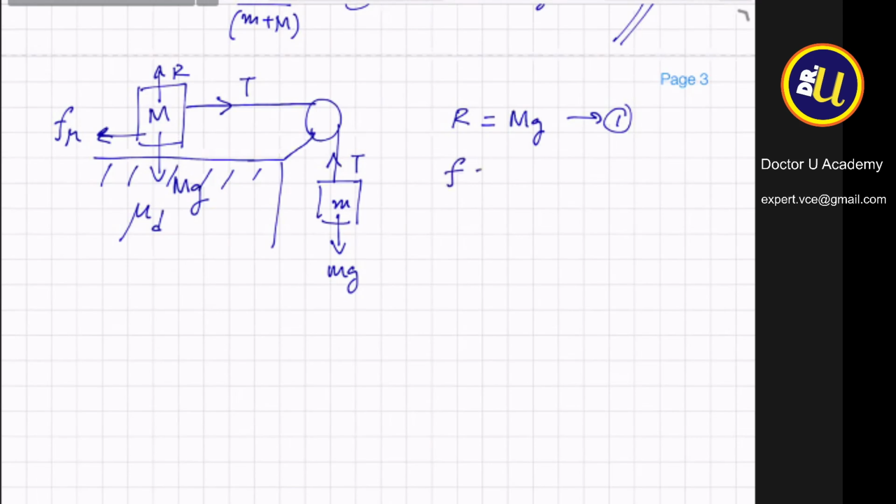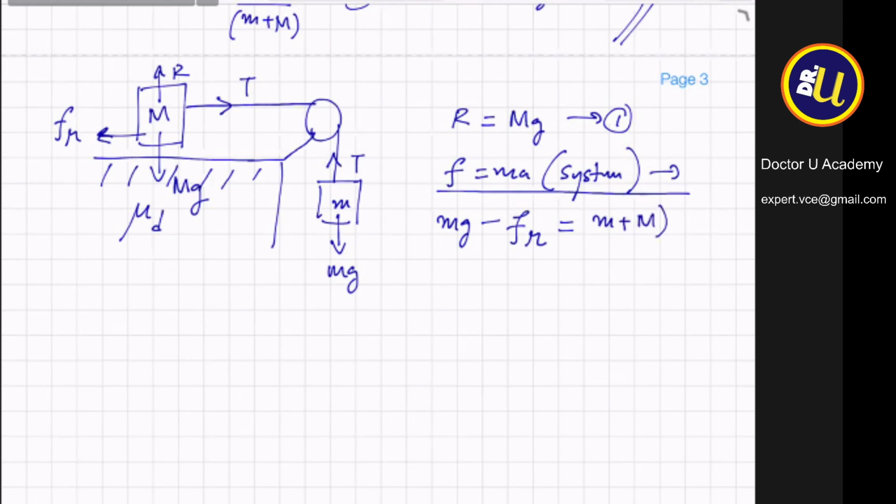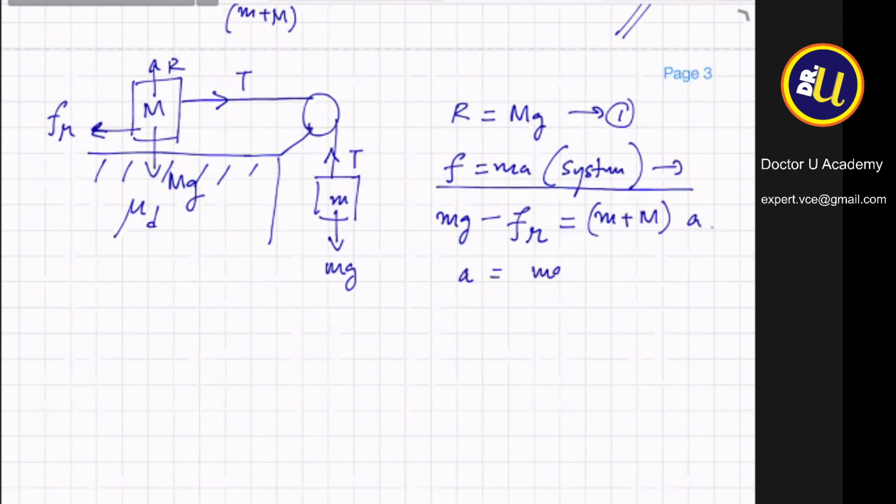Now we will use F is equal to ma for the system in the horizontal direction. When we do that, what is the net force we have here? That would be mg. Don't forget, we have a friction force on capital M. The total mass would be capital M plus simple m, times acceleration. So the acceleration can be found: mg minus Fr divided by simple m plus capital M. And this is my second equation.